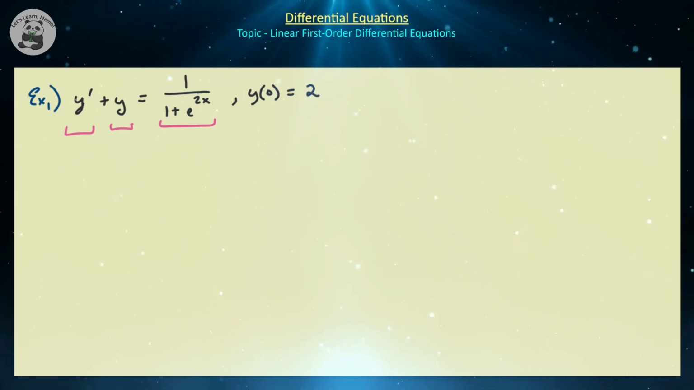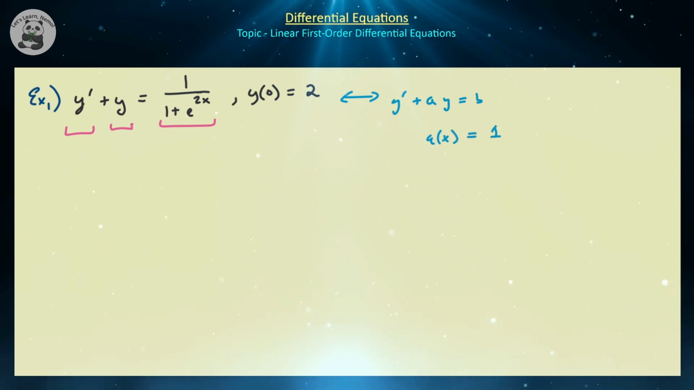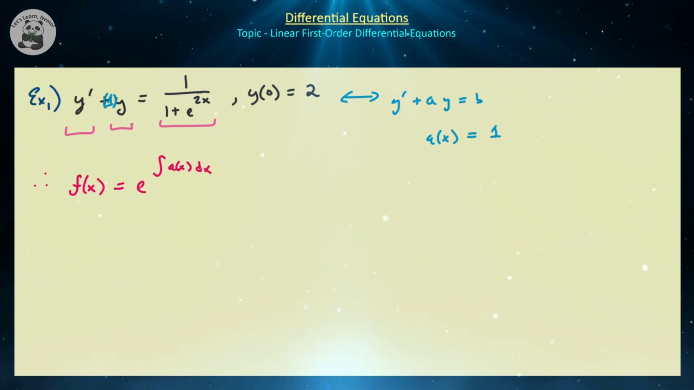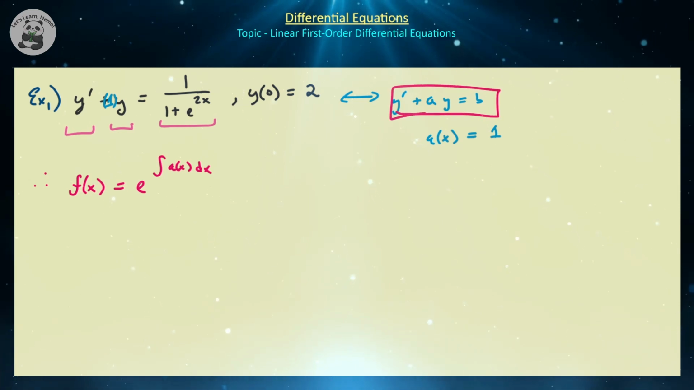So if we want to start giving things some names, what we have here is y prime plus ay is equal to b. In particular, a of x is equal to 1 in this case because there is no function of x in front of that y. So if we want to look for an integrating factor to make this into a backwards product rule, the only thing we need to focus on is that function a. So the magic integrating factor f of x is going to be equal to e to the integral of a(x) dx, as long as your equation is placed in this form.